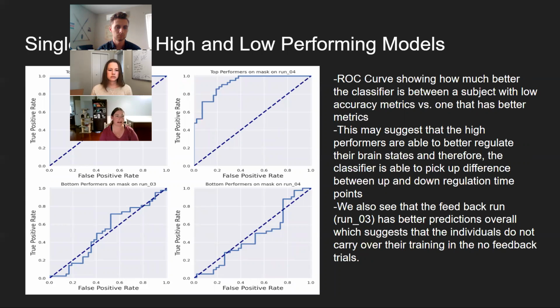So I also want to highlight models that performed well and models that performed very poorly. So in this graph, you can see in the top panel that the high performing models were able to have really nice ROC curves. And in the bottom, the poor performers were not any better than chance. So this could suggest that higher performers are better able to regulate their brain states.